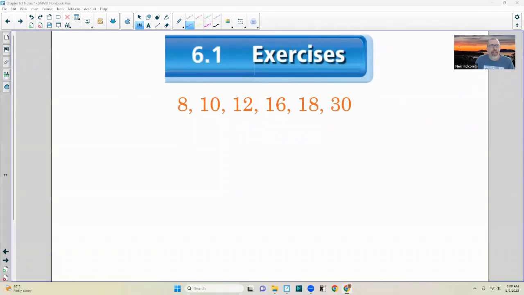Okay, so that brings us to the end of chapter 6.1, our first lesson together. And I just did a small set of numbers to practice, and I will probably have you do these right in class. So here they are.